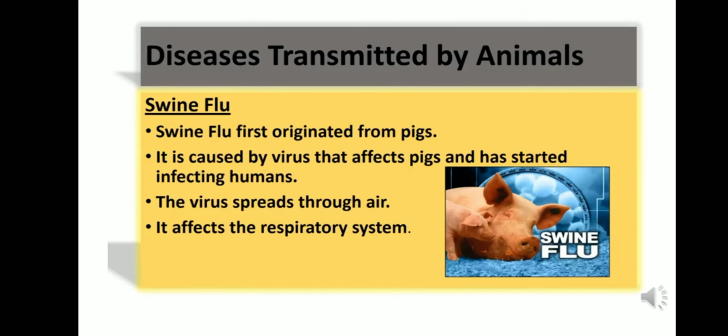The various diseases which are affecting us are because of animals only. Most of the time, the diseases come from animals. Swine flu is one example which is coming from pigs. The virus first affected the pigs, and from the pig it started to infect humans also. This virus spreads through air. Since it is spreading through air, it affects the respiratory system.